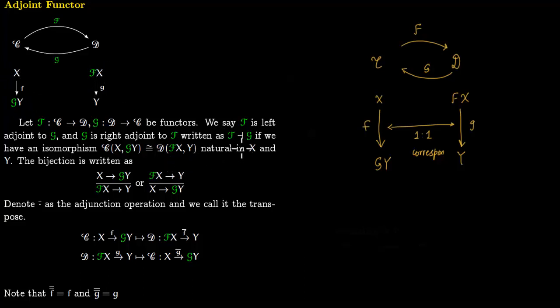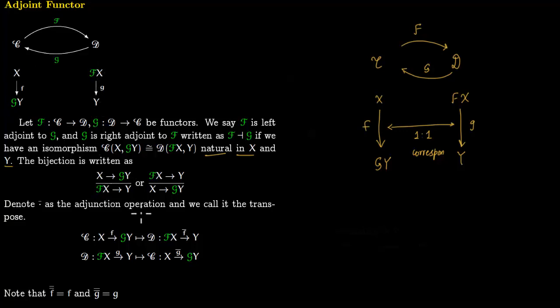And furthermore we say this is natural in X and Y. Here natural means the naturality square, that is, natural transformation. We are going to talk about natural transformation in a bit. So this is how we write the bijection: you have X to GY and then the corresponding FX to Y.